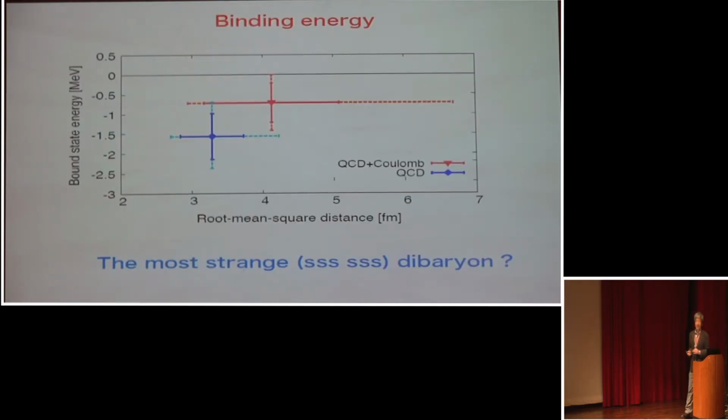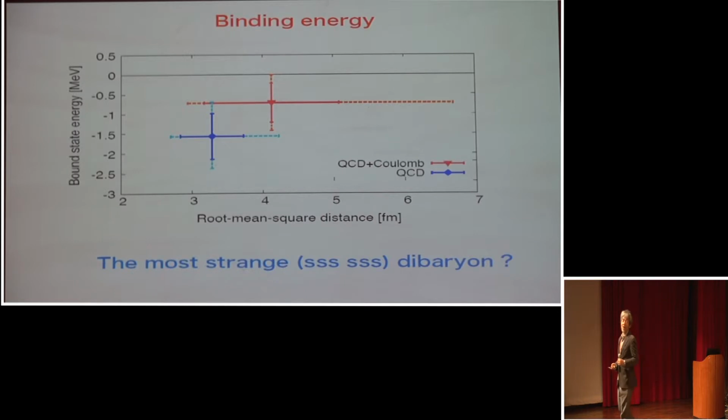And of course we can calculate the binding energy using some method, and we found a binding energy of 1.5 MeV, a very, very tiny binding energy, and the size of the wave function is about 3 femtometers. It's the root mean square distance of the wave function.